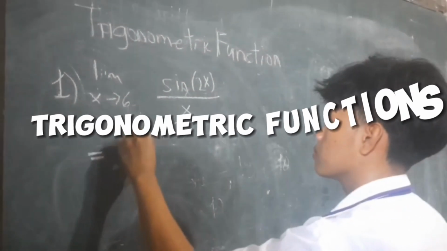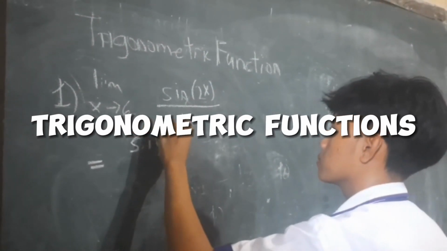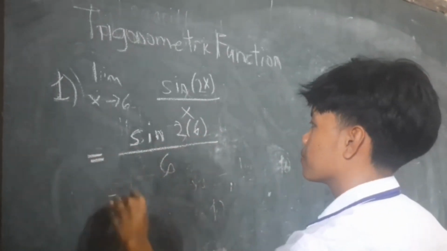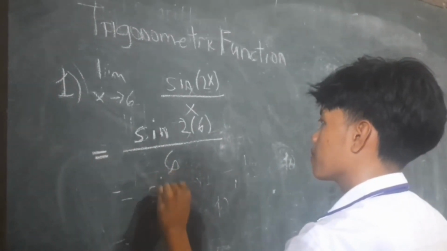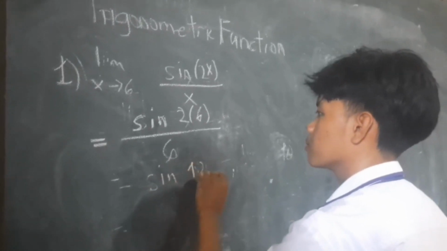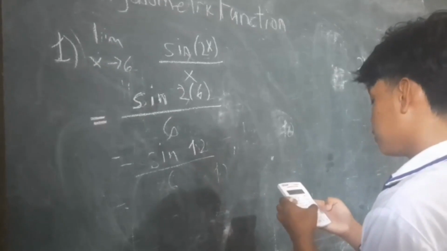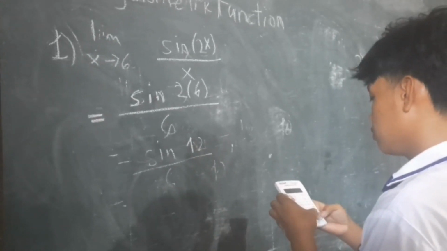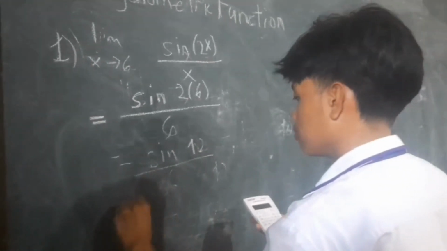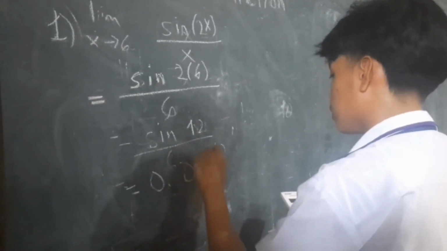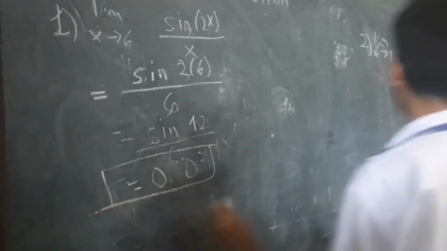The next topic is the trigonometric function. For the first example, we're going to find the limit of sine 2x over x as x approaches 6. Through substitution, we're going to substitute the value of x to 6. By pressing sine 12 over 6 in the calculator, we'll come up with the answer 0.03.